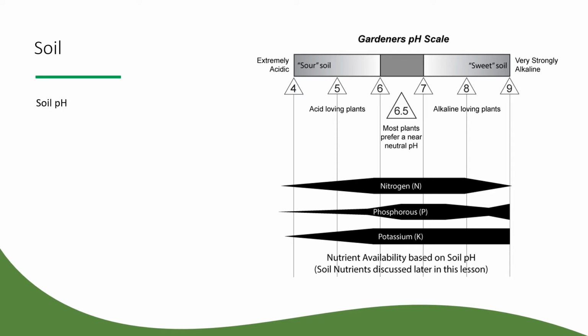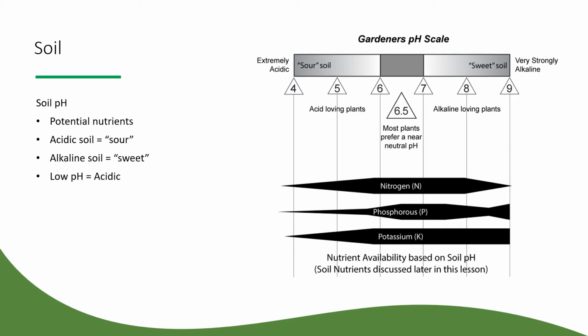pH. pH stands for potential hydrogen, and it can tell you a lot about your soil. For your purposes, think of it as potential nutrients. pH determines which nutrients are available to plants. In fact, pH affects the microorganism activity in your soil. Soil pH determines its acidity, sourness, or alkalinity, sweetness.